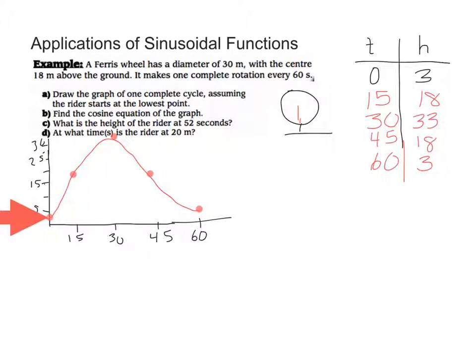It says to write the cosine equation of the graph. So that means our equation is going to be something like y equals a cosine (b x minus c) plus d. And we need to figure out what a, b, c, and d are. Do you remember what a represents? Vertical stretch, or the amplitude. So what's the amplitude of that graph? 15, right?